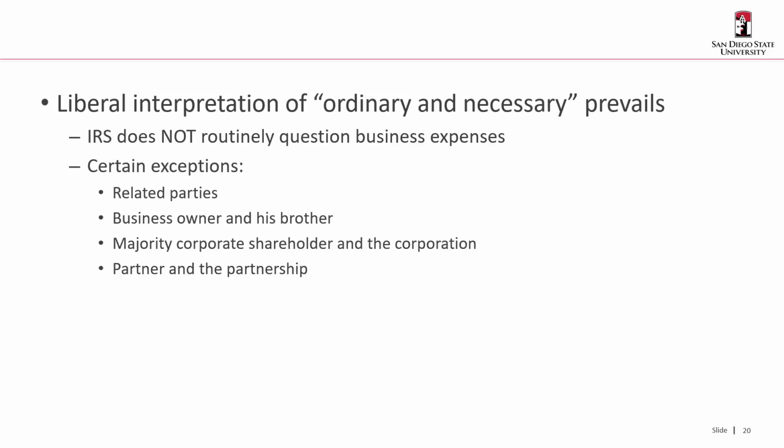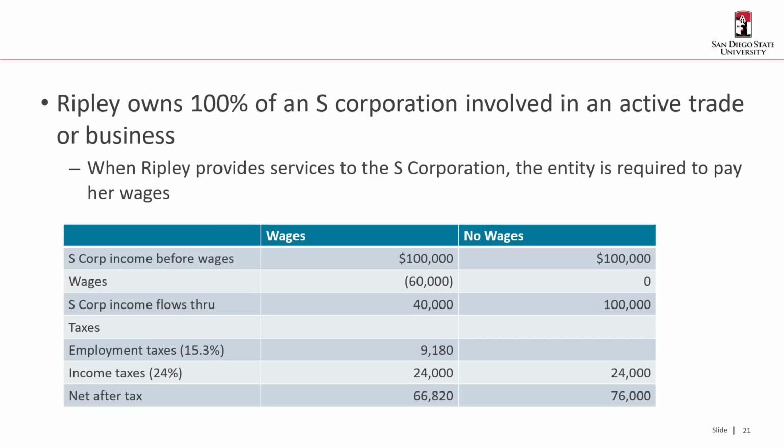And so it could be that the IRS is going to scrutinize that a little bit more seriously than they would otherwise. Okay, so let's say we have our friend Ripley, and she owns 100% of an S corporation, which is a flow-through, that's involved in an active trader business.